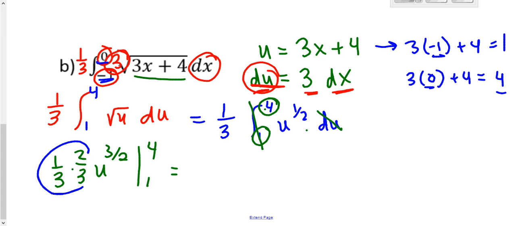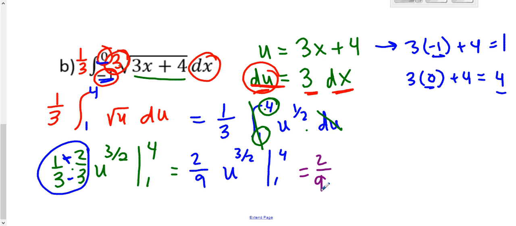Then we can simplify these two things up front. So we can multiply the 1 and 2, so we'll get 2 on the top. 3 times 3 will give us 9 on the bottom. We have u to the 3/2 from 1 to 4. And then we use the fundamental theorem of calculus and plug all that in. So we have 2/9 times 4 to the 3/2 minus 1 to the 3/2.